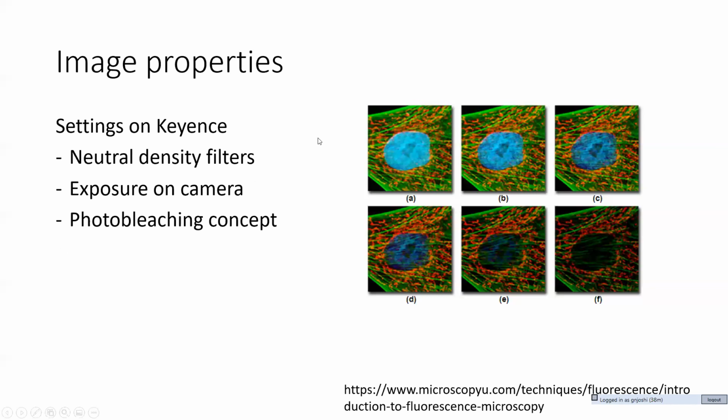Second, we can use neutral density filters to cut down on the amount of light which is passing through. If your sample is not embedded in any kind of mounting media, I would recommend cutting down on the intensity of light which is going through. So use a neutral density filter and use a higher exposure on the camera, versus using 100% of the light and lower exposure. Use the neutral density filter and go for longer exposure times.